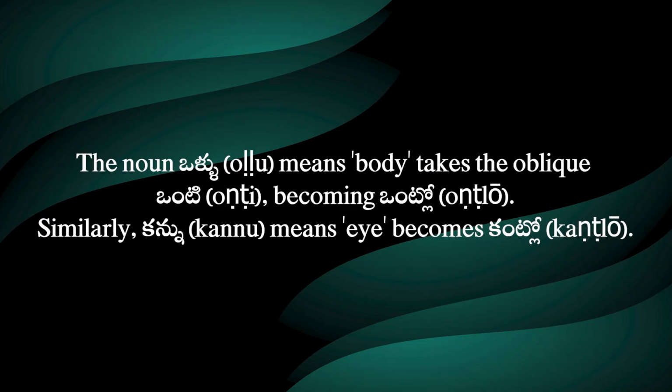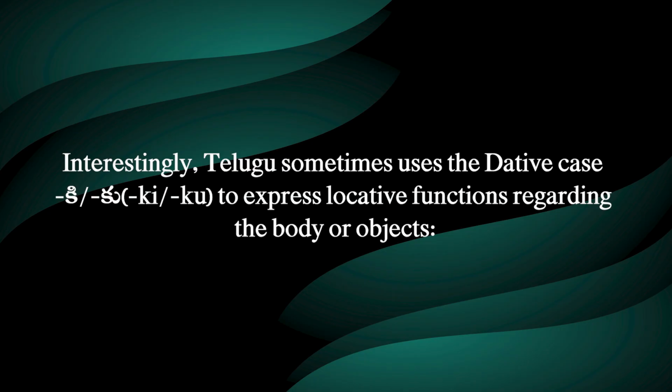When discussing the human body, the oblique bases change significantly. Example, the noun ఒళ్ళు means body takes the oblique ఒంటి, becoming ఒంట్లో. Similarly, కన్ను means eye becomes కంట్లో. Interestingly, Telugu sometimes uses the dative case ki, ku to express locative functions regarding the body or objects.